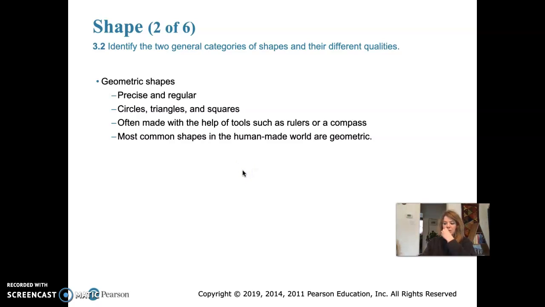So geometric shapes, they're precise and regular. They're most often made with the help of tools. So circles, triangles, squares are all geometric, and geometric shapes are commonly made by man, although some geometric shapes do exist in nature, such as snowflakes or crystals.